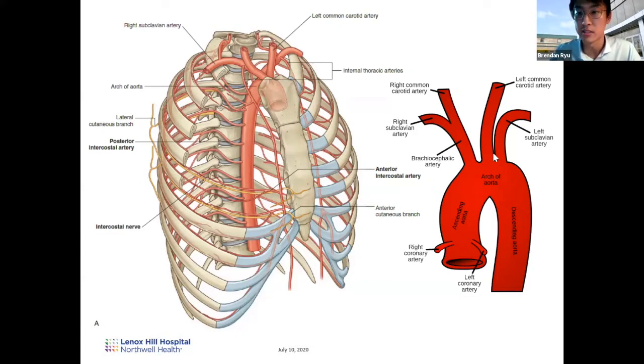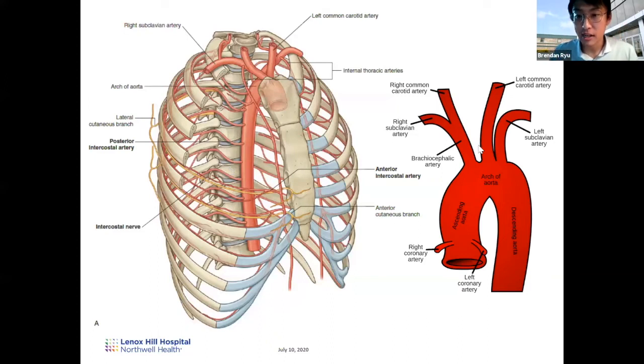Do people see that? This is actually a very important concept for people to understand. So once the blood leaves the left ventricle, goes up to the ascending aorta, and goes to the arch of aorta, blood can either go to the descending aorta and then supply all the structures below, but it also has to supply the head. And the way it supplies the head, it has to go left and right.